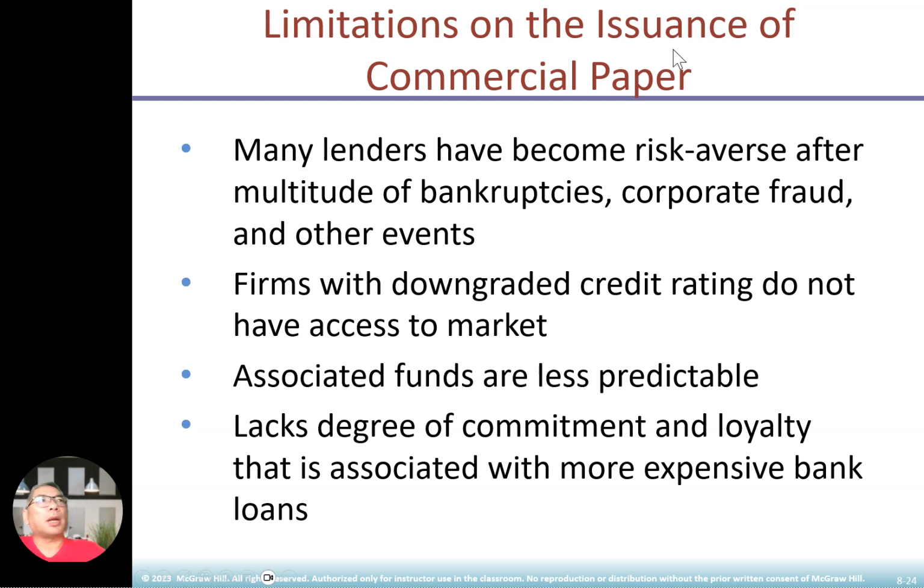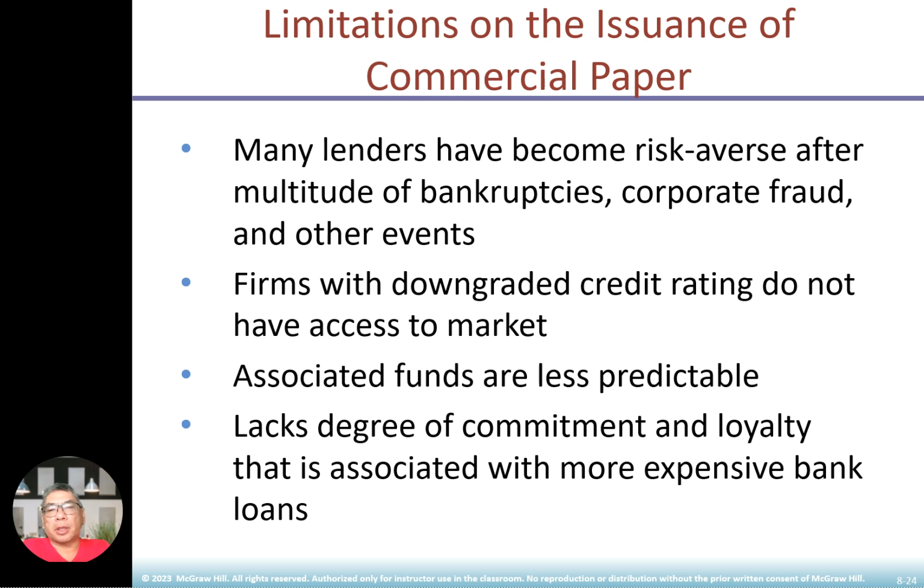Many lenders have become risk-averse after multiple bankruptcies, corporate fraud, and other events. One of the biggest corporate frauds is Enron. It created a lot of problems there. And then there's also another issue: Lehman Brothers went bankrupt as well. Firms with downgraded credit ratings do not have access to the market as well. Bank relationships are less predictable, with a degree of commitment and loyalty that is associated with more expensive bank loans as well.